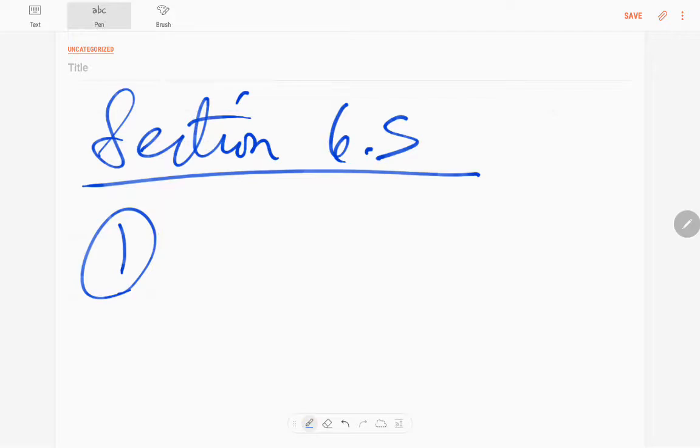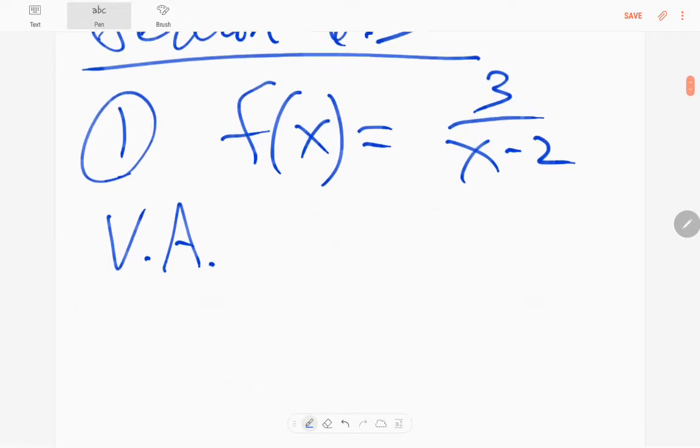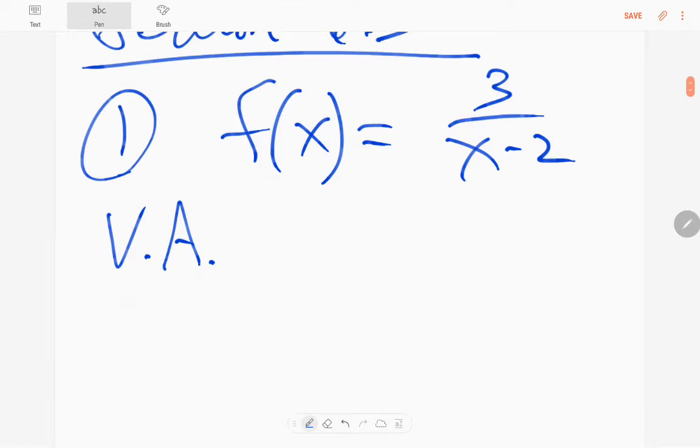Give the equations of any vertical and horizontal asymptotes for the graph of the rational function. Here's the rational function. So let's start off with the vertical asymptotes. So how do you find the vertical asymptotes of a rational function? Set the bottom equal to 0 and solve for x.